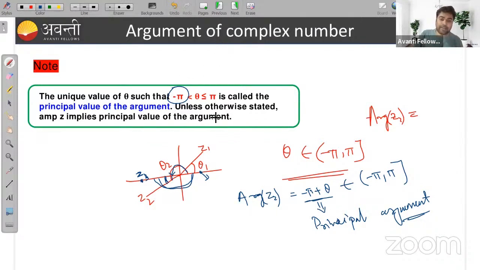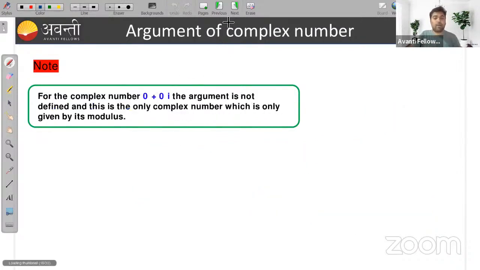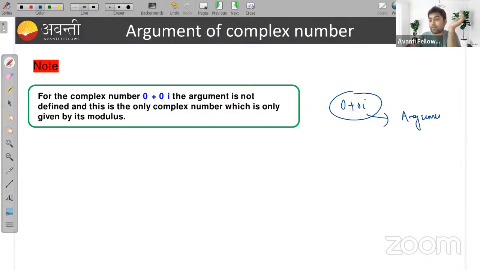Okay. So if it is clear to everyone, let's move to another thing. There is a unique complex number, which is 0 or 0 plus 0i. Its argument can't be defined. Argument cannot be defined. Remember, there is only one complex number, which is 0, whose argument cannot be defined.